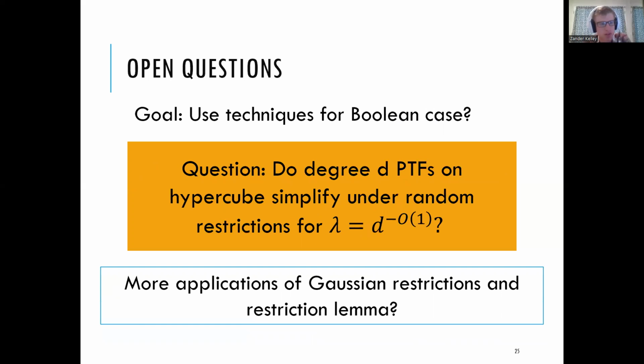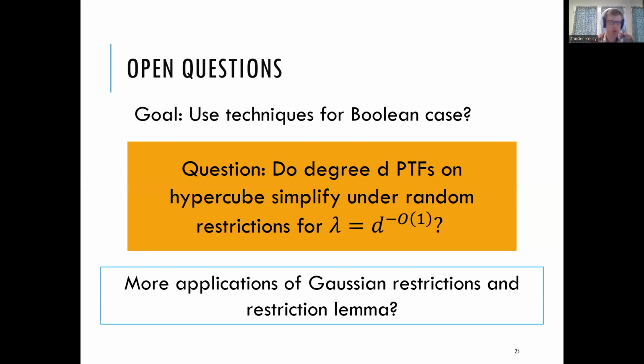Okay, so cool. I would say the obvious open question is if you could use any of these ideas to try to do better in the Boolean case. For example, you could ask if Boolean PTFs simplify under standard Boolean random restrictions in some way.